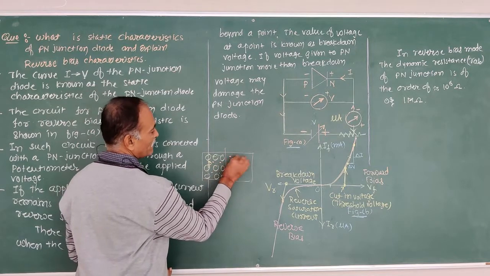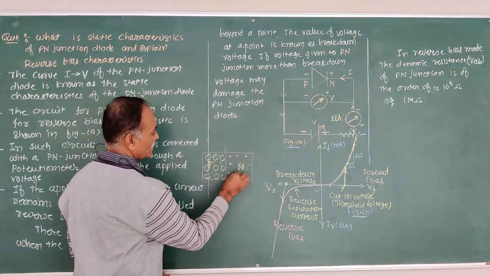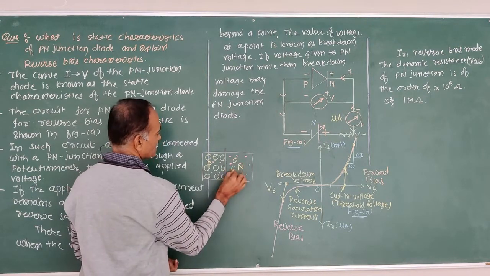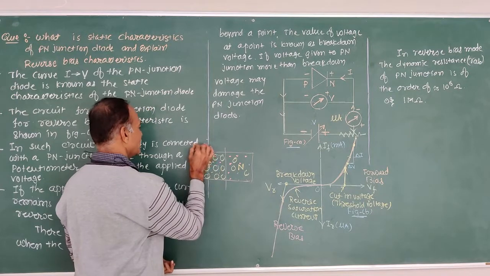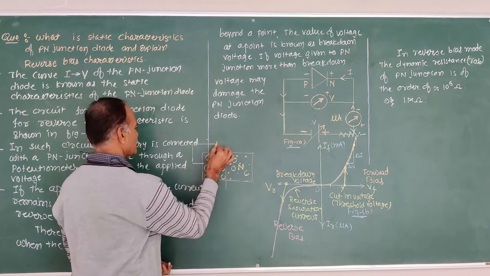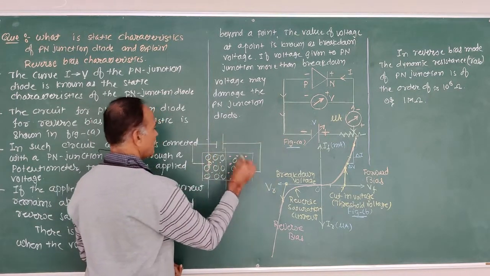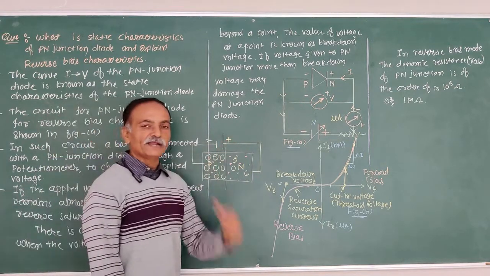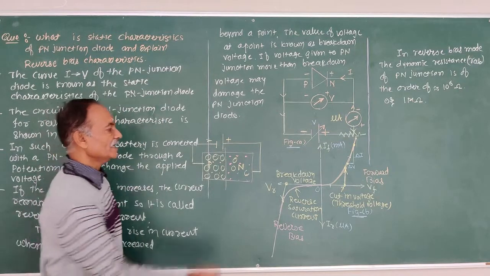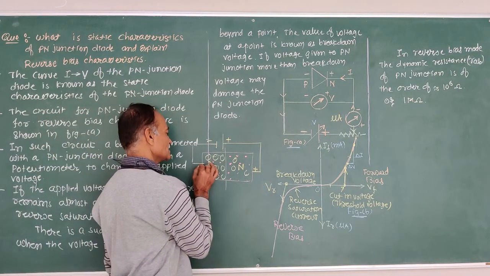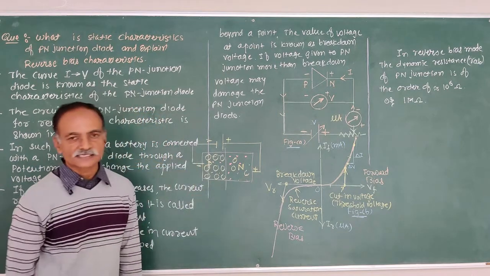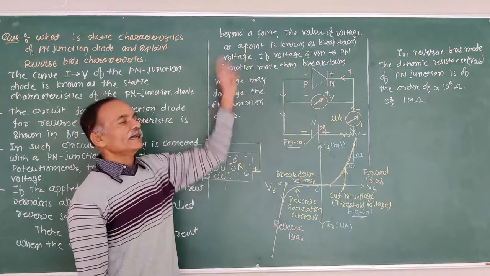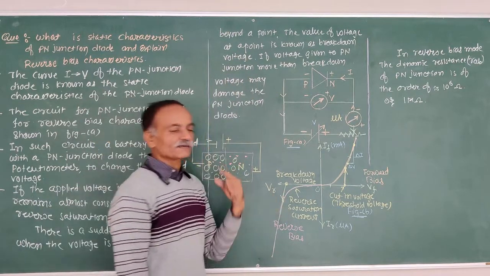Here the majority charge carriers are electrons, and the minority charge carriers are holes. As we connect in reverse bias, P is connected with the negative and N is connected with the positive terminal. As we increase the applied voltage, what happens? Here the positive potential increases, and here the negative potential increases. When the applied voltage goes beyond a point, what happens?